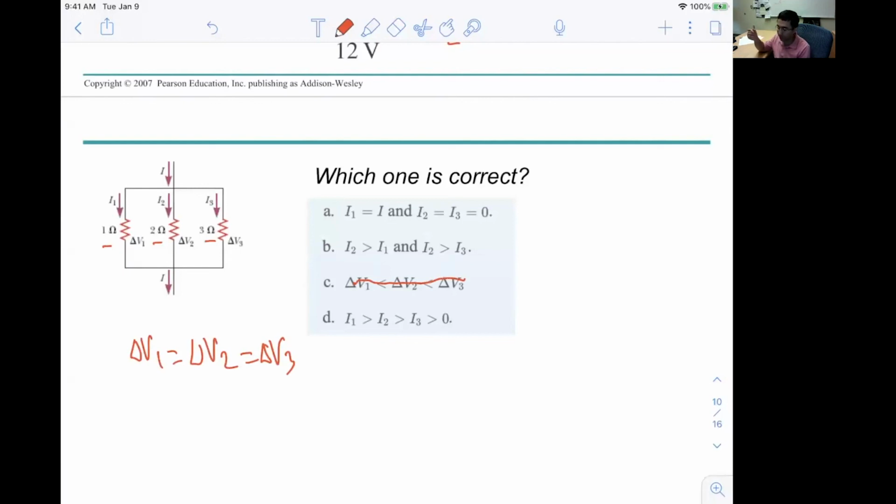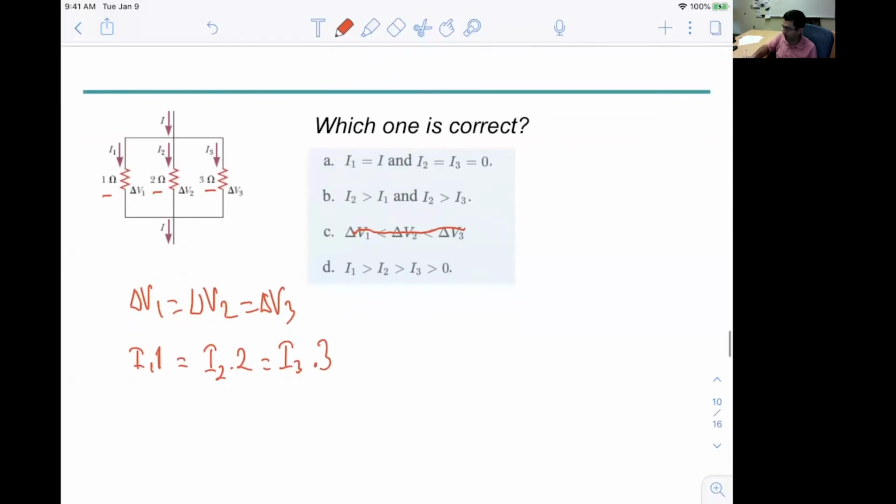Then if you try to find I1, V1 is I1 times 1. V2 is going to be I2 times 2. V3 is going to be I3 times 3. So what you see is that I1 is going to be larger. You can make up a number: if I3 is 1, I2 must be 1.5, and I1 is going to be 3.